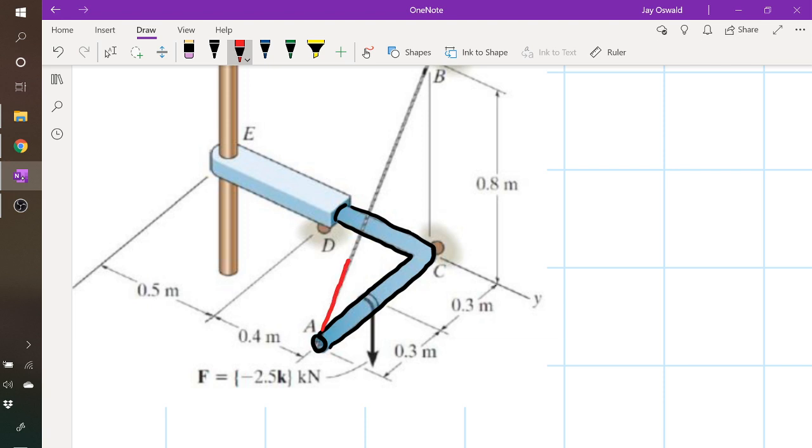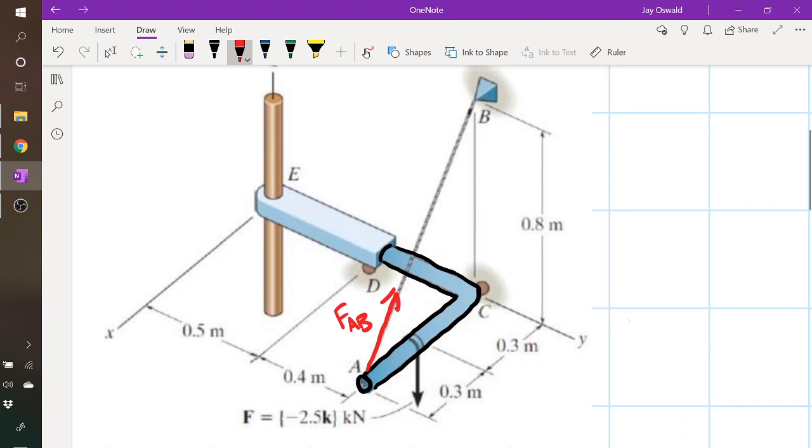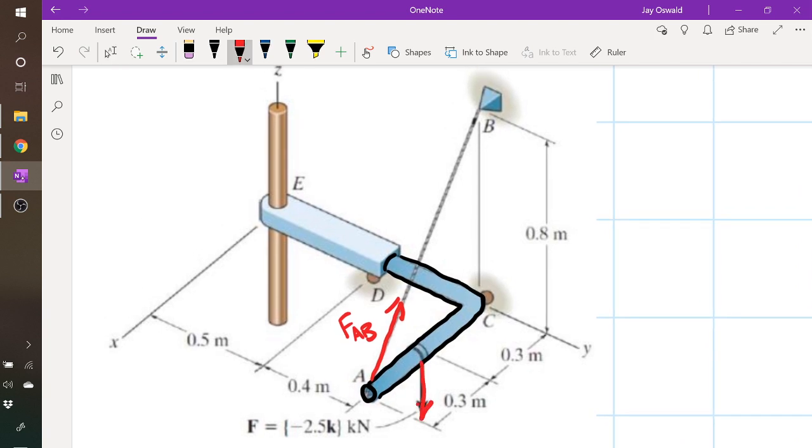So first, I know I have a cable. This should be like old hat for you right now. I'm going to call this FAB. Okay. And then I have my force. We're doing the easy stuff first. So this is 2.5 kilonewtons. It's down in minus K direction. I'm not going to write that. At C, what is that? It's a roller, and it's going to make a force in the x direction. So I'm going to do Cx.